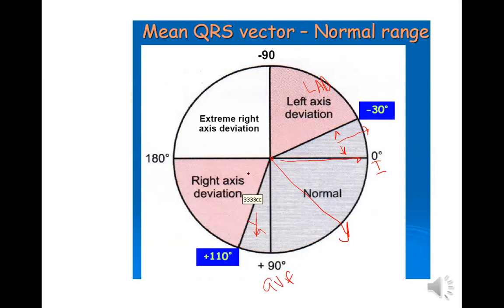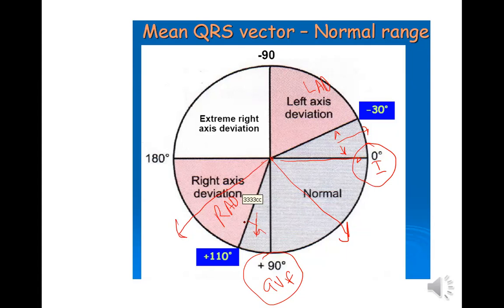That's important to know. So if the mean QRS vector is here, you have right axis deviation, RAD, right? So it means it's further away from lead 1, so that'd be negative, but not so far away from lead AVF, and that'd be positive. So right axis deviation: lead 1 negative, lead AVF positive.